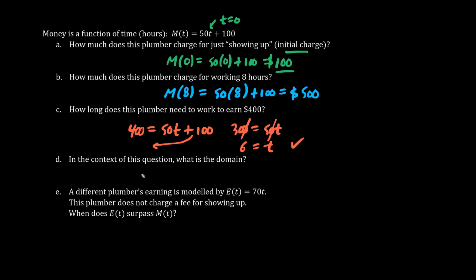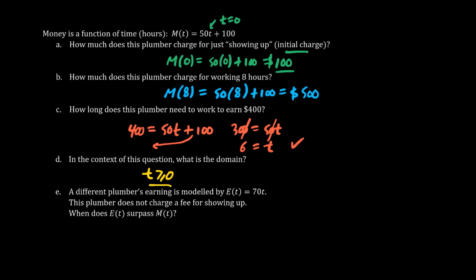In the context of this question, the domain is time must be greater than or equal to 0. There's no such thing as negative time. Furthermore, no human being can work indefinitely, but that really depends on the person, so we'll just write this as the domain. Now a different plumber's earning is modeled by y, or E as a function of t, equals 70t.